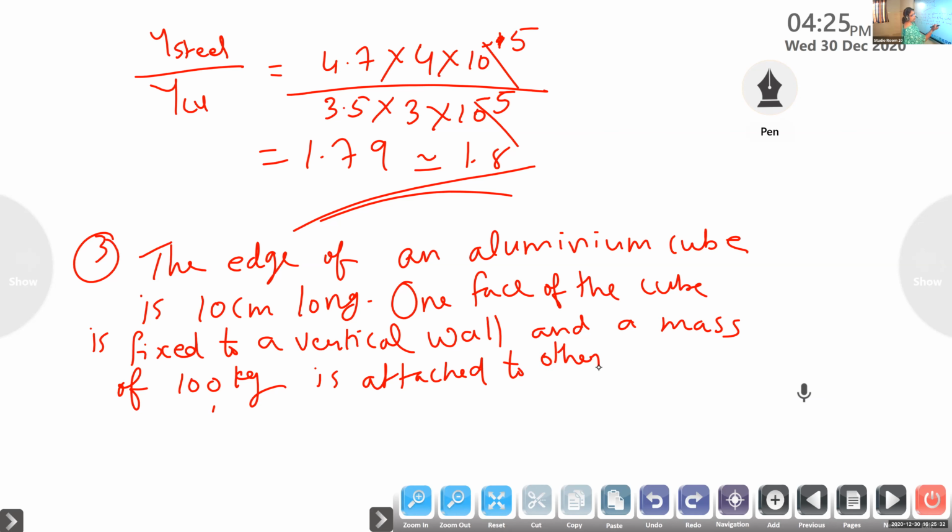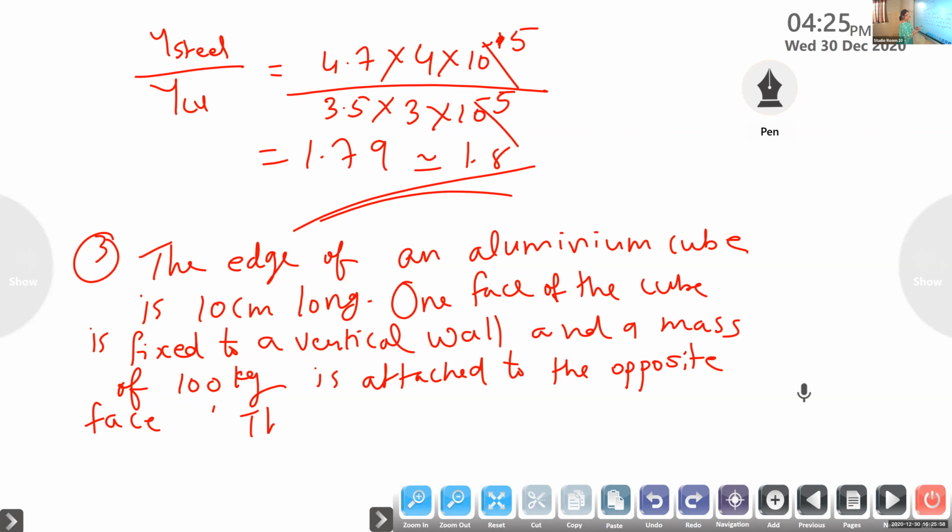the other face, or you can say opposite face. That's more easy because a cube has 6 faces, a vertical wall and a mass. So attached to the opposite face. Which face is attached to the wall? Opposite to that, a mass of 100 kg is attached. That means it is undergoing a stress over there.